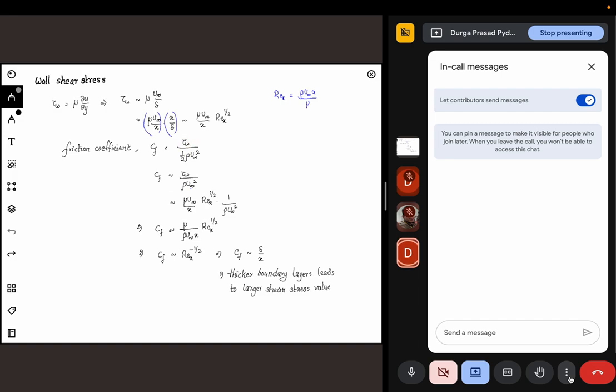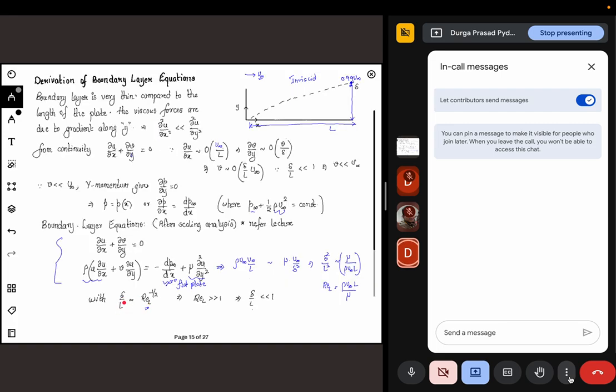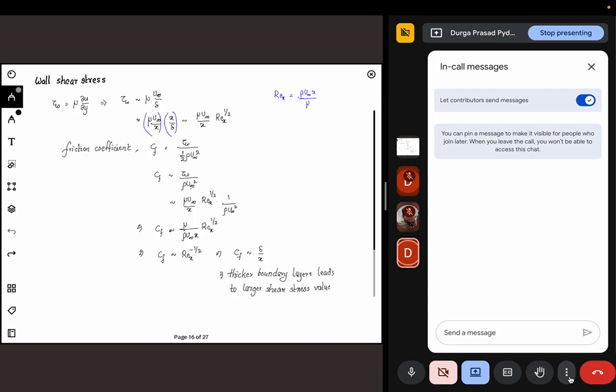Again, if you apply the scaling analysis, we know tau w will scale as this, and once you divide it with rho u infinity squared and rearrange this equation, u infinity gets cancelled. You have mu by rho u infinity x. So this is basically 1 by Reynolds number, so this will be Re_x to the power minus half. So the skin friction coefficient will scale as Re_x to the power minus half, which is the same as delta by x. Even delta by L will scale as Re_L to the power minus half. If you replace this L with x, it will be Re_x to the power minus half, which means the skin friction coefficient will also scale as delta by x.